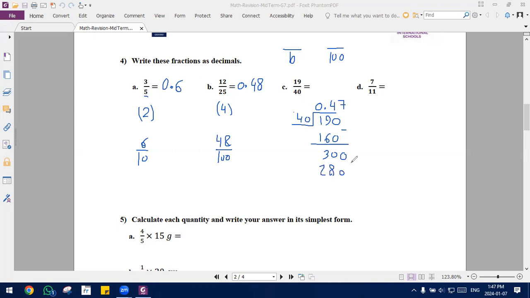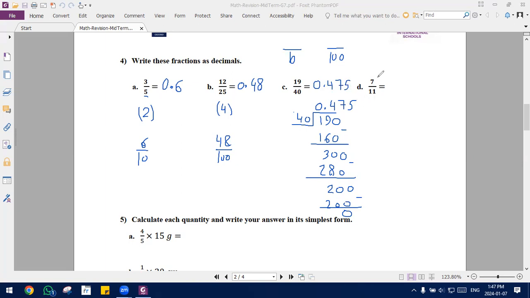And you add a 0. We subtract. The remaining is 20. Now we add a 0. Okay, now 20 divided by 4 is 5. 5 times 4 is 20. We add that 0, we subtract. There is no remaining. So the answer is 0.475.